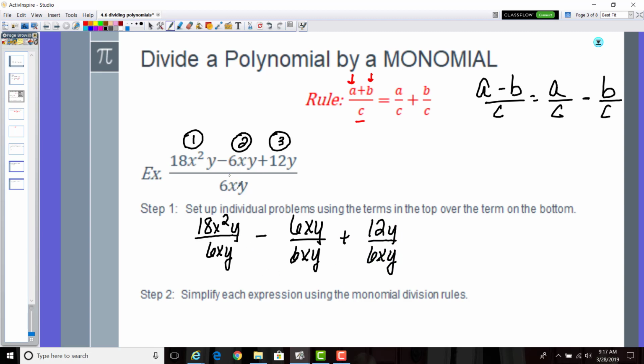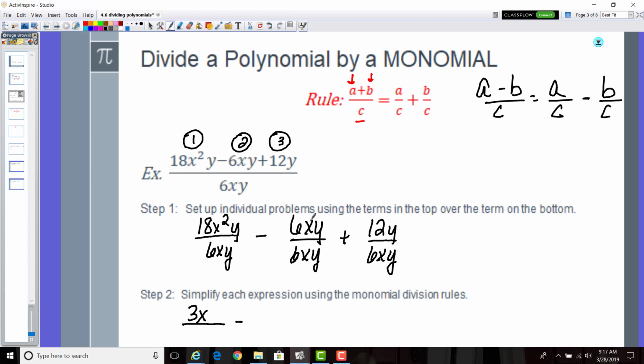Then we will take each one of those fractions and simplify it using, in this case, the division rules of exponents. So 18 over 6 is 3 over 1. So we've got a 3 in the top. We could put a 1 in the bottom, but we don't have to. X squared over x, we have one more x in the top. And our y's, there are no more. They cancel each other out. So we've got the term 3x.